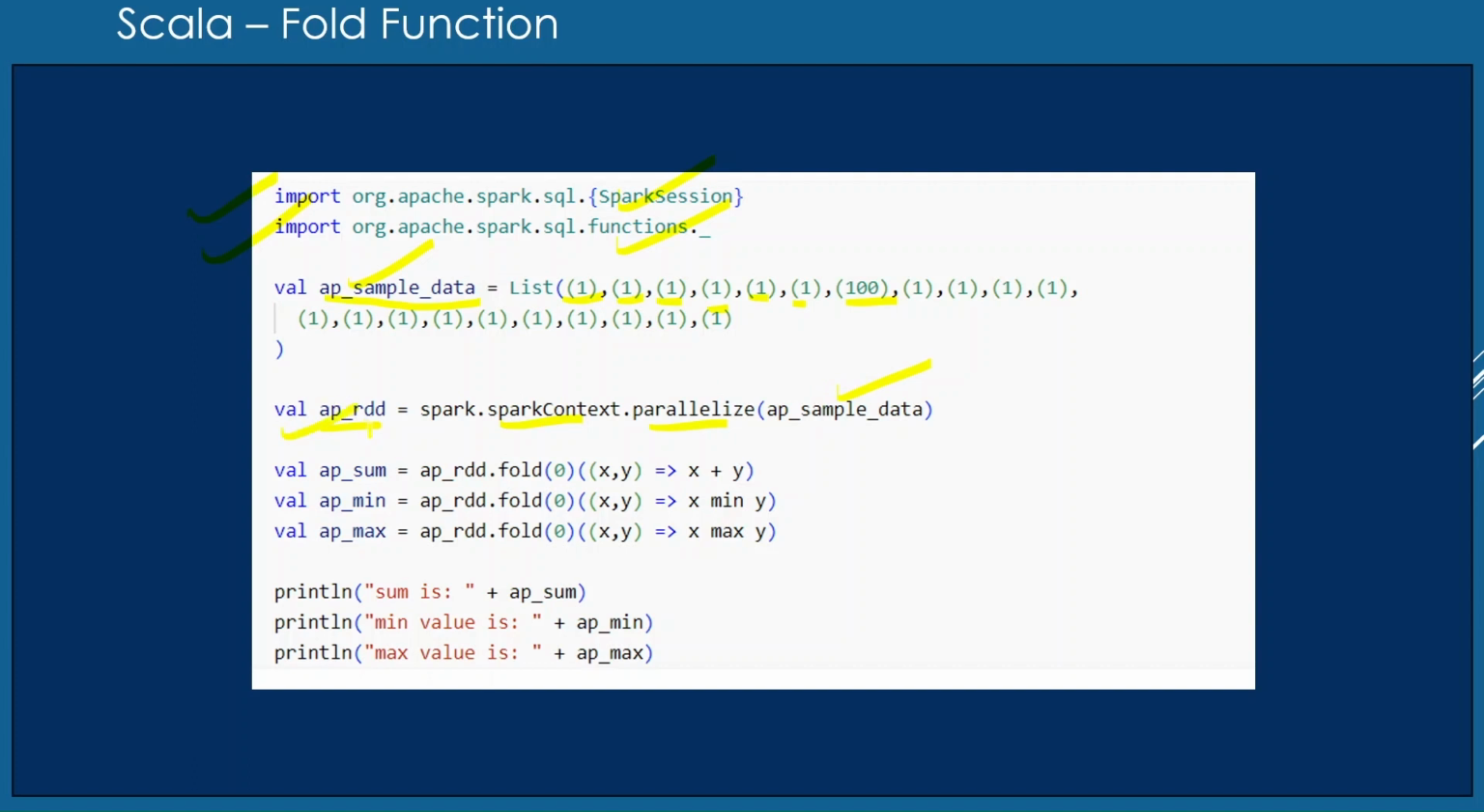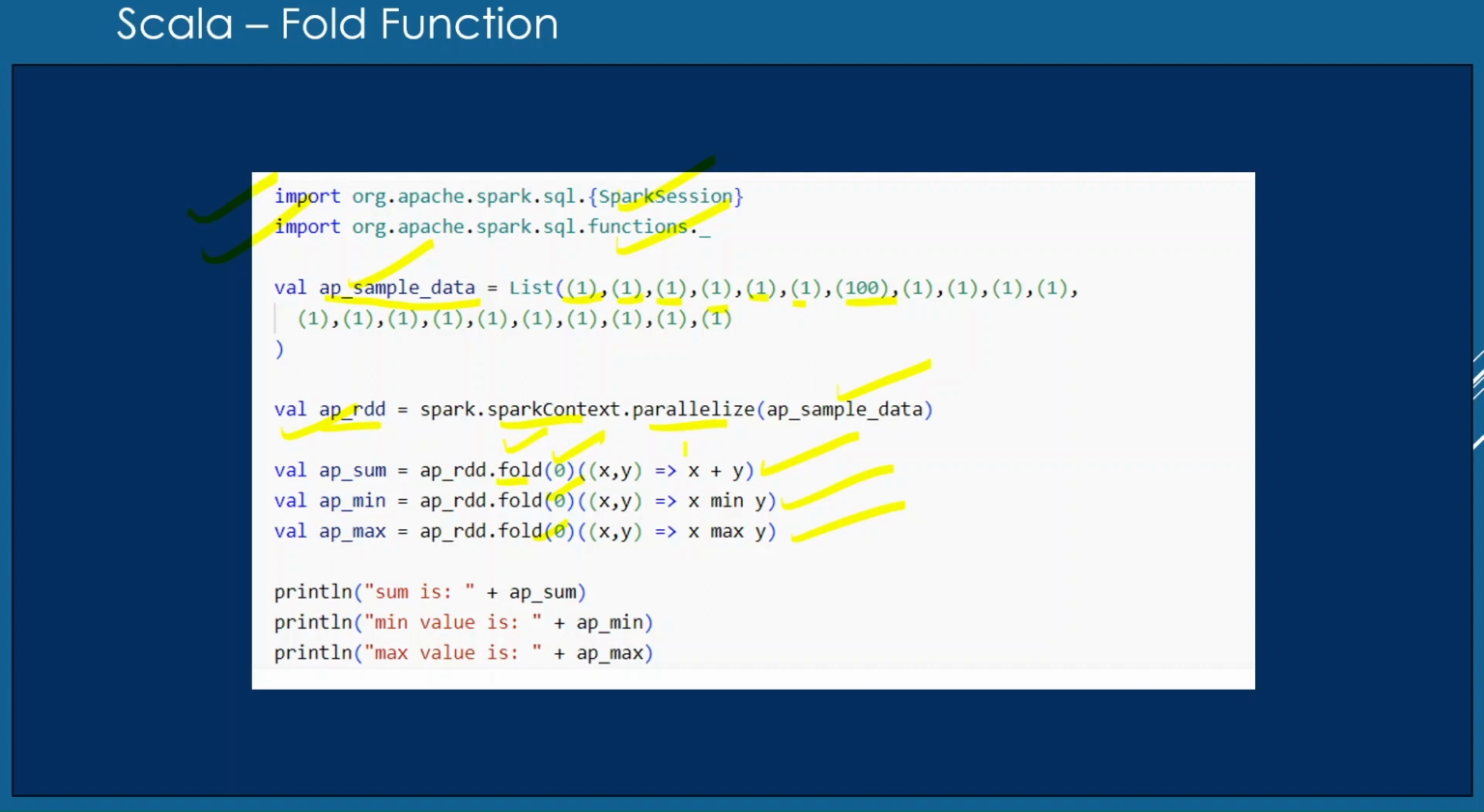Once this RDD gets created, I will use this fold function and perform certain kinds of aggregation. Here I will perform the addition aggregation. Here I will perform the minimum aggregation. Here I will perform the max aggregation. And this 0 value you are seeing will be used to initialize the accumulator whenever we are doing this fold function, right?